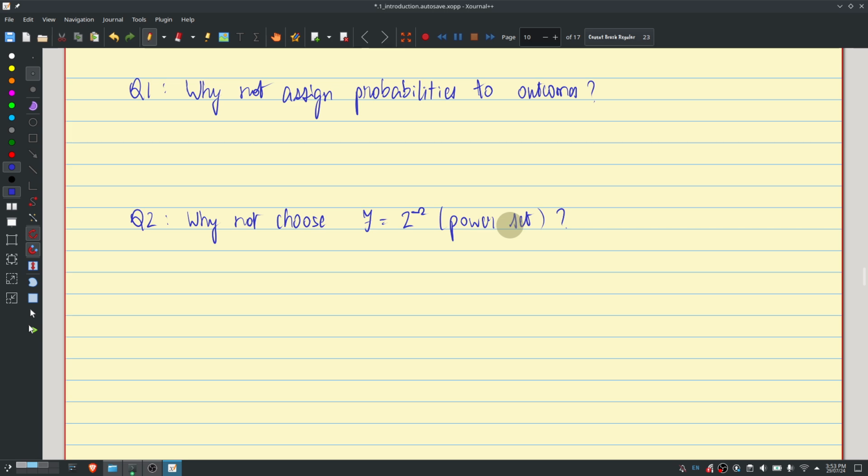I hope you know what is meant by a power set. A power set is just the set of all possible subsets of the base set. So can you always choose F to be the power set?